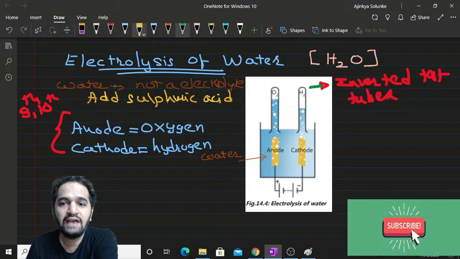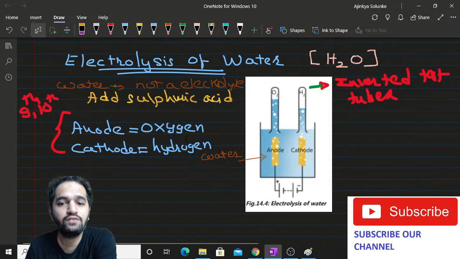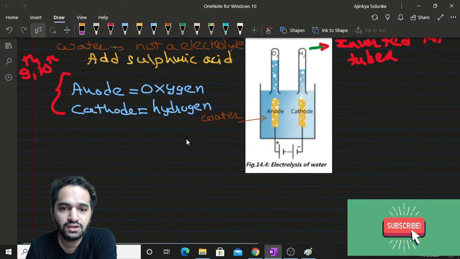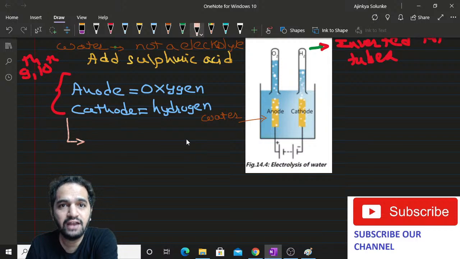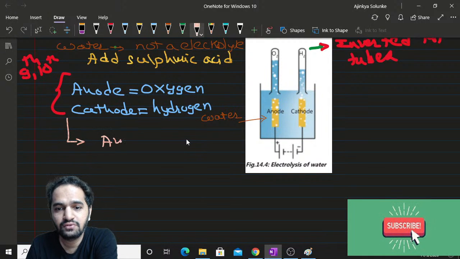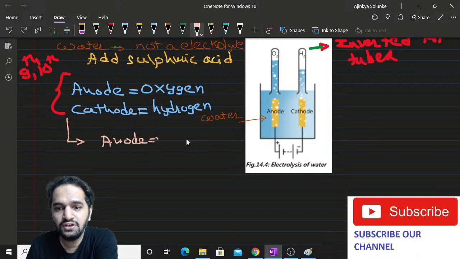Okay, but I will just tell you one short trick so that you will always remember this. One thing you have to remember is at the anode, generally non-metals are deposited. Non-metals.